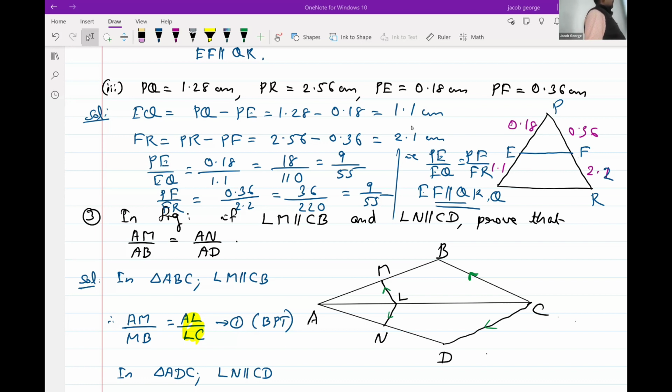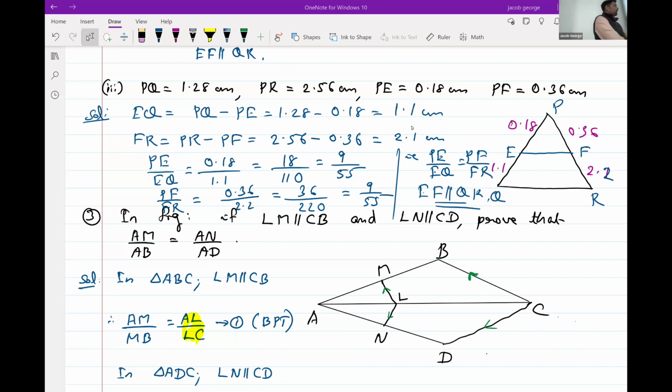Now the second triangle. What is the second triangle? ADC is the second triangle. How can we write BPT in the triangle ADC? AN by ND is equal to AL by LC. Yes, can you write that one? In the second triangle, AN by ND is equal to AL by LC.